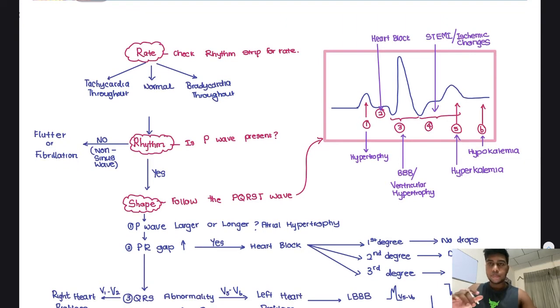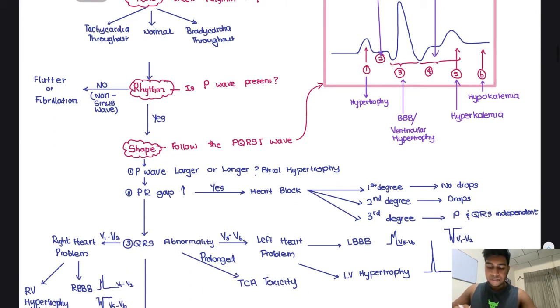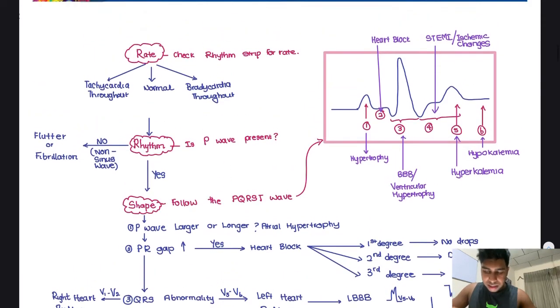Next, we have the rhythm. The one thing you need to check there is if it's a sinus rhythm or not. What does that mean? Is the P wave present or not? Okay? And finally, the shape. What that means is I follow the PQRST wave. I follow the wave to see if there's any abnormality. Okay? We will come back to this image.